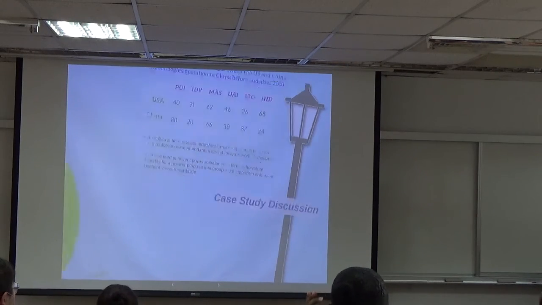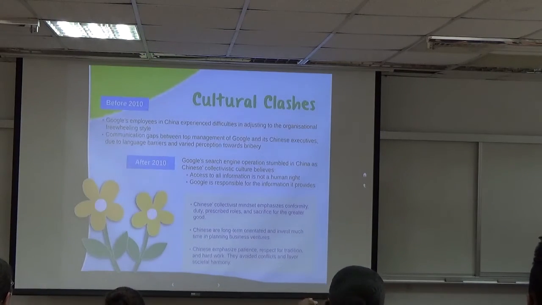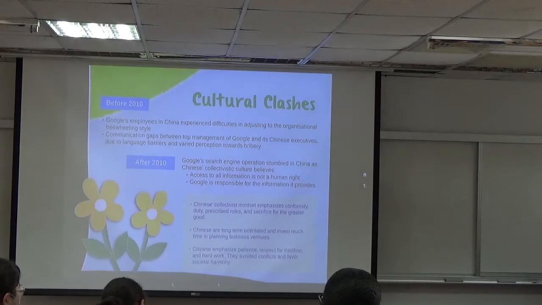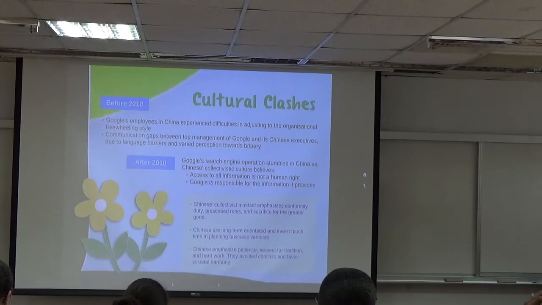The first is about the search engine itself, okay? Access to all information is not a human right in China, obviously. And secondly, Google needs to be responsible for the information it provides, okay? So, of course, there are a lot of clashes, not only limited to cultural differences, but also institutional differences, right? The legal and political framework between the two countries.